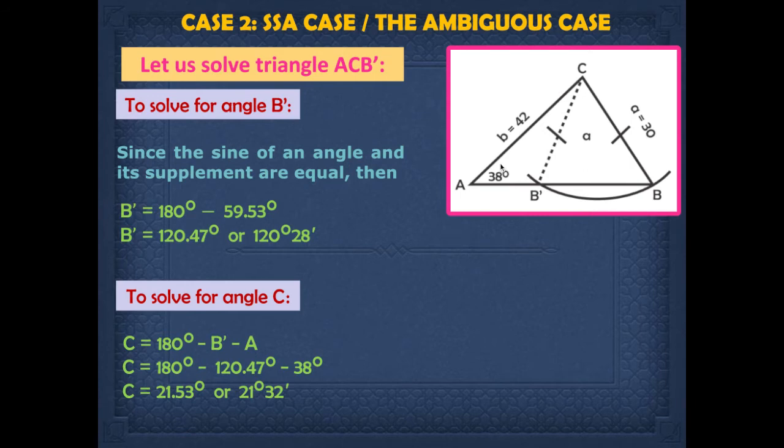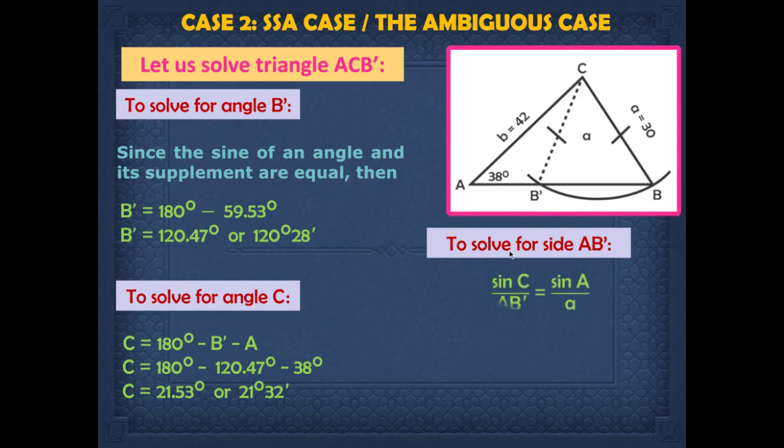Now next, let us solve for the missing side. Here we're given side B and this is side A, so this is also 30. The missing side here is AB prime. So let's try solving for AB prime. To solve for AB prime, we can use this proportion: sine of this angle C over its opposite side, which is AB prime, equals sine A over the opposite side of sine A, which is side A.